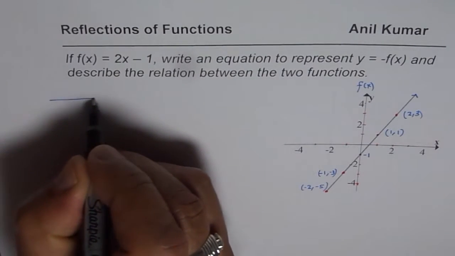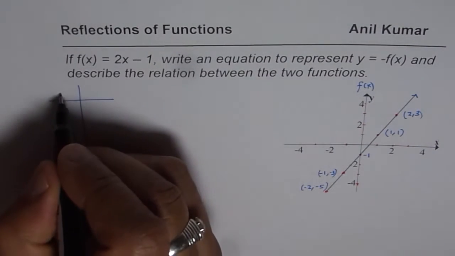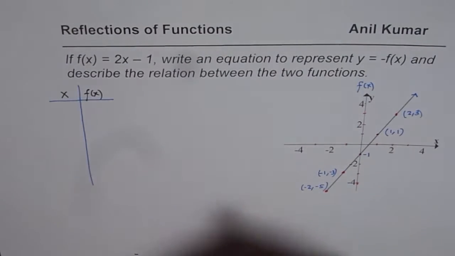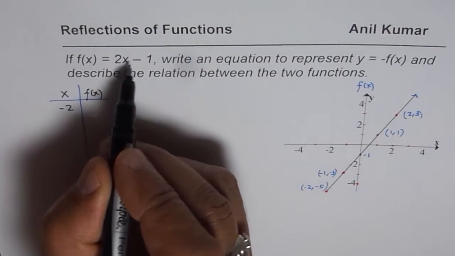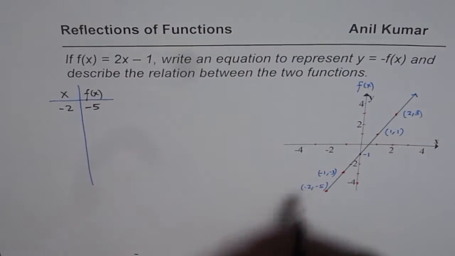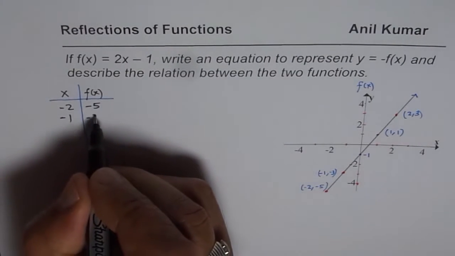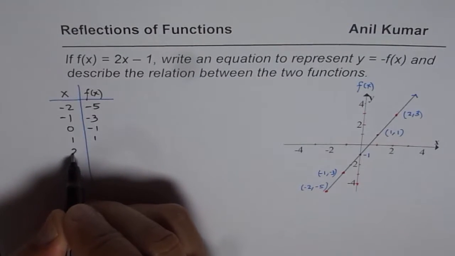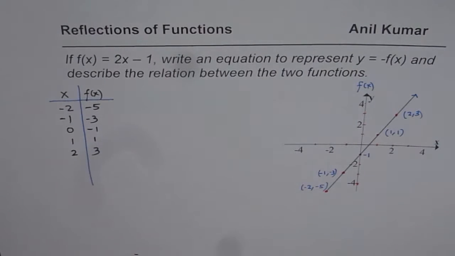Let me write down these points in the form of a table, and then we'll compare. We are given x points, and for f of x, if I take minus 2, 2 times minus 2 is minus 4, minus 4 minus 1 is minus 5. That is how you get this point. Similarly, for minus 1, you'll get minus 3. For 0, you'll get minus 1. For 1, you're going to get 1. And for 2, 2 times 2 is 4, 4 minus 1 is 3. So we get these 5 points.